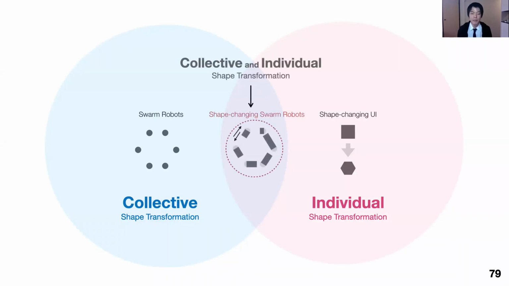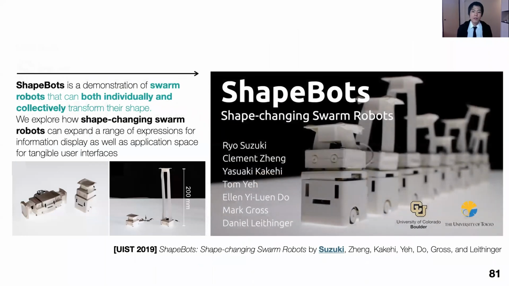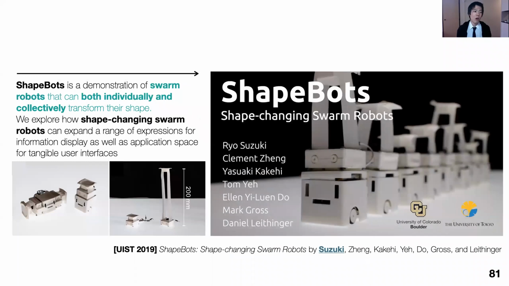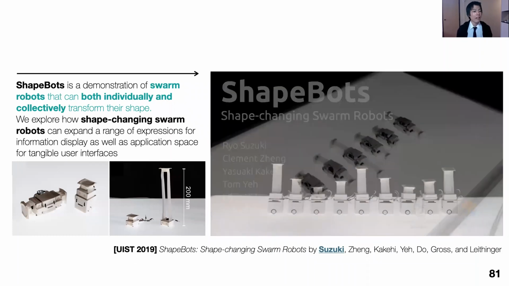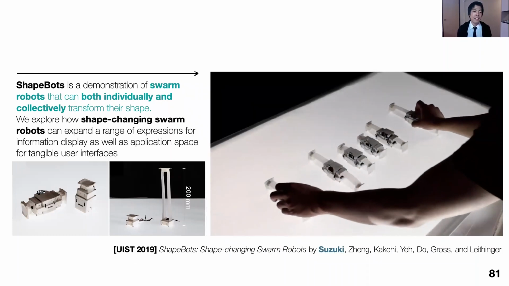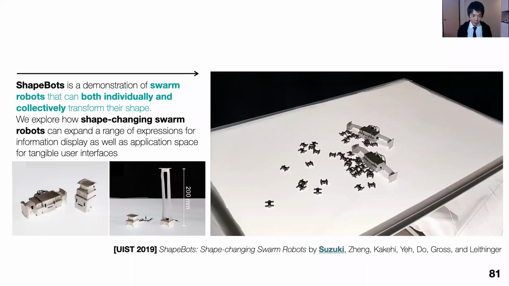more expressive shapes. So in this thesis, we explore the collective and the individual shape transformation through shape-changing swarm robots. And we demonstrated this idea through ShapeBots, which is published in UIST 2019. ShapeBots is a demonstration of the swarm robots that can both individually and collectively transform their shape. So we explore how the shape-changing swarm robots can expand a range of the expression for information display, but also expand application space for tangible user interfaces.